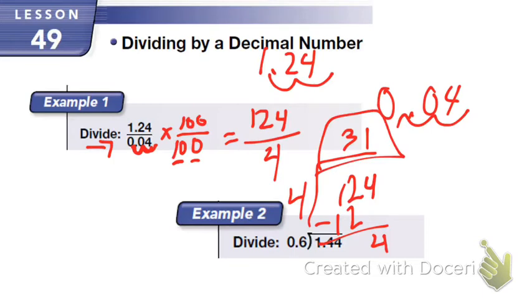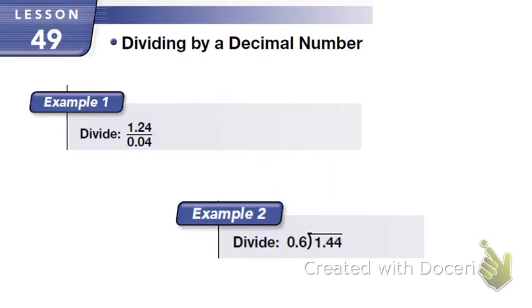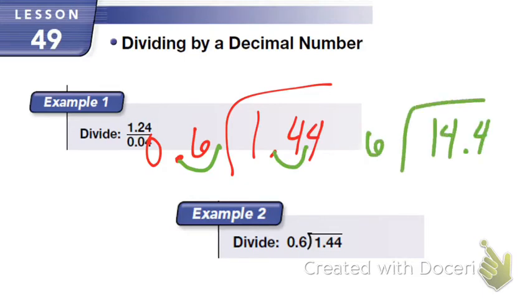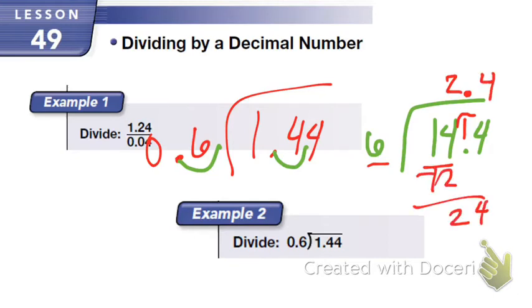Okay, example 2, 1.44 divided by 0.6. Again, we cannot divide by a decimal number. We have to move our decimal over to the right to make it a whole number. So this time we would go over 1, over 1. So our new problem would be 14.4 divided by 6. Make sure you bring your decimal point straight up. Okay, 6 goes into 14 2 times. And then 6 goes into 24 4 times. So our answer would be 2.4.